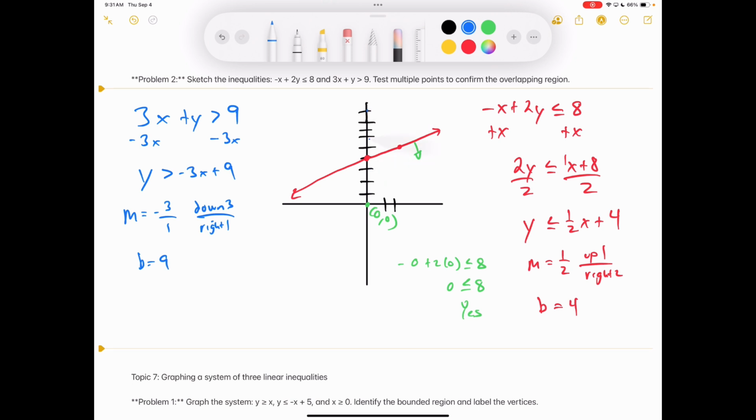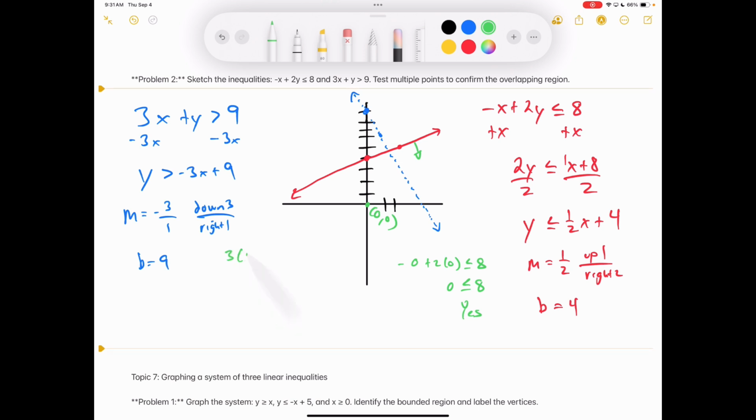1, 2, 3, 4, 5, 6, 7, 8, 9. And I go down 1, 2, 3 to the right 1. It's a dashed line because it's greater than. And like this one, when it's this shape, it's kind of hard to tell. y is greater than, so I should shade above it. But this is where it's kind of hard to tell exactly where to shade.